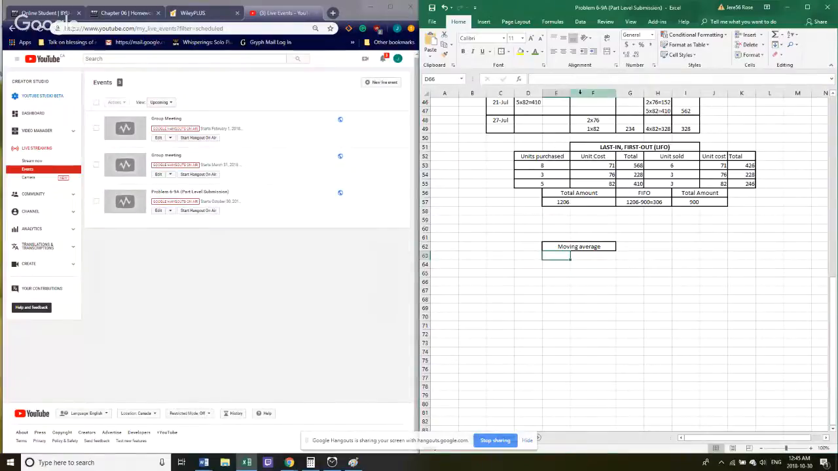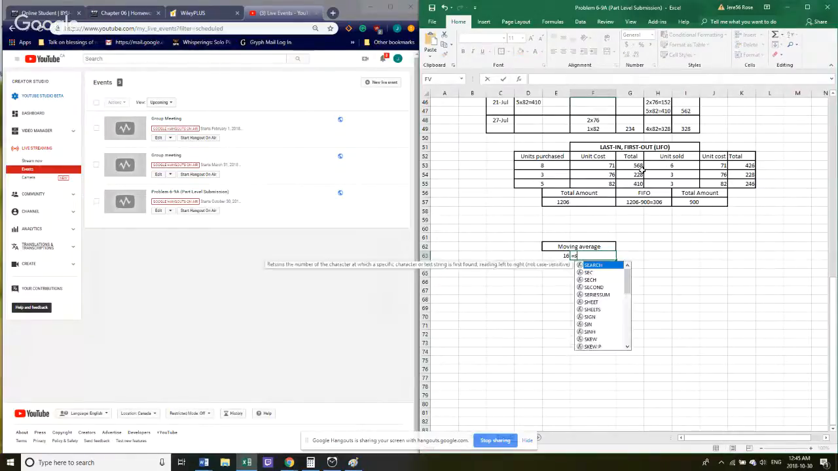So what I did is I calculated the units purchased, which is all these guys right here. So the 8, the 3, and the 5. And what you want to do is add all these together. You can just press equal sign and sum, adding all the units purchased, which is 16. Then you also want to add up the other side, which is the units sold. And that'll actually be 12.